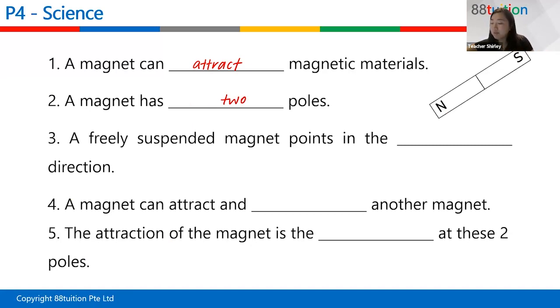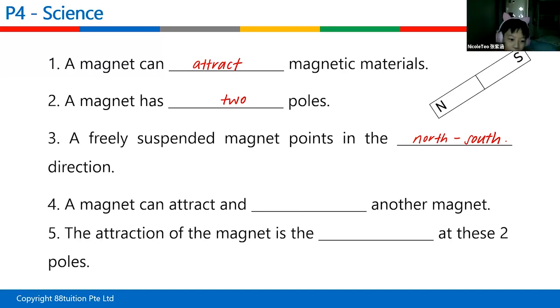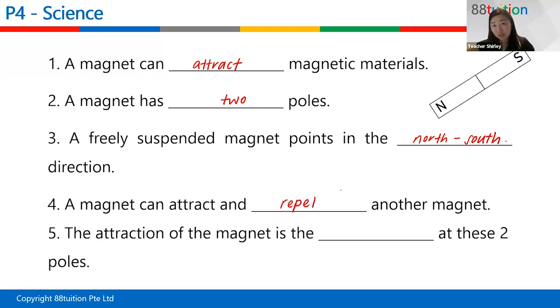Okay, next one. A freely suspended magnet points in what direction? North-south. Very good. Meaning it will always point to the true north, the north-south direction. A magnet can attract and what another magnet? Repel. Very good. Only magnets repel magnets. So when two things repel each other, it has to be magnets.